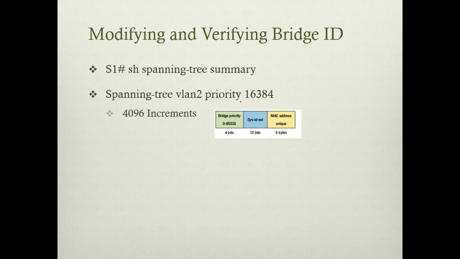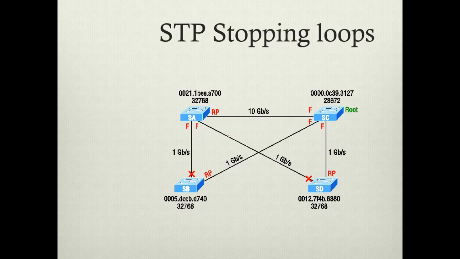And we're going back to show spanning tree VLAN priority 16384. This is the reason, the 12 bits here is the reason that it has to be in the 4096 increments, because you're using the front 4 bits of this in order to do that.